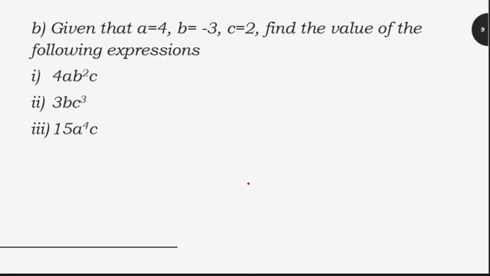Given that a is equal to 4, b is equal to negative 3, c is equal to 2, find the value of the following expressions. Here, that's where we are talking about substitution. Substitution means replacing. In algebra, substitution means replacing letters with numbers. So 4ab squared c, 3bc cubed, 15ac to the power 4c.